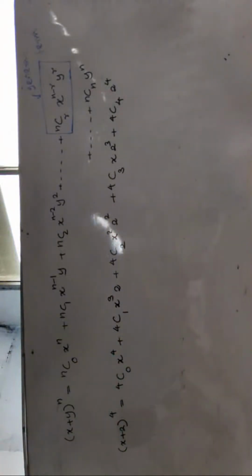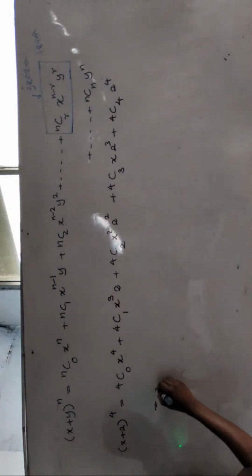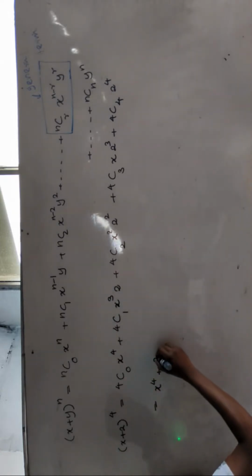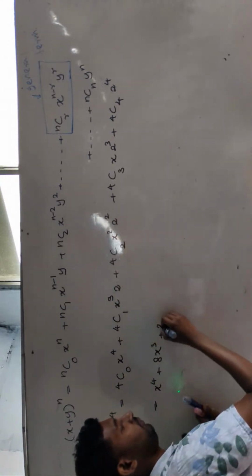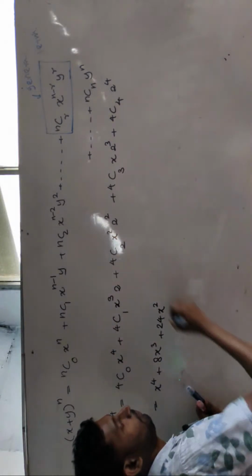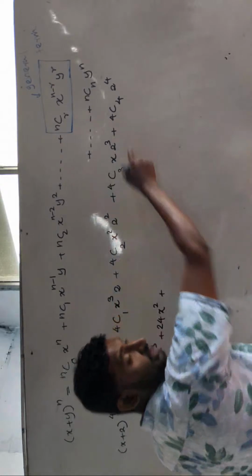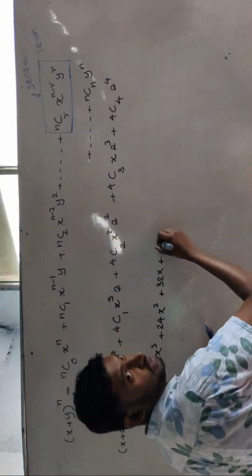Now I'm going to remove this nCr notation. 4C0 means just 1, so x to the power of 4. 4C1 is 4, 4 into 2 is 8, so 8x cubed. 4C2: 4 into 3 is 12, 12 by 2 is 6, 6 into 4 is 24, so 24x squared. 4C3 is equal to 4C1, that is 4, 4 into 8 means 32x. Finally, 4C4 is equal to 1, and 2 to the power 4 means 16.